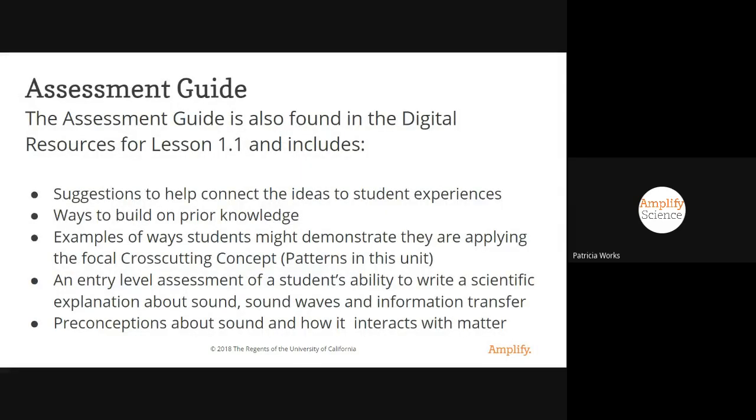The assessment guide that we looked at was also found there under digital resources for lesson 1.1. It includes suggestions to help connect the ideas to student experiences and ways that you can build on prior knowledge. It gives you examples of ways students might demonstrate that they're applying the focal cross-cutting concept of patterns in this unit. It is an entry-level assessment of a student's ability to write a scientific explanation about sound, sound waves, and information transfer. And it also is going to include some preconceptions about sound and how it interacts with matter.